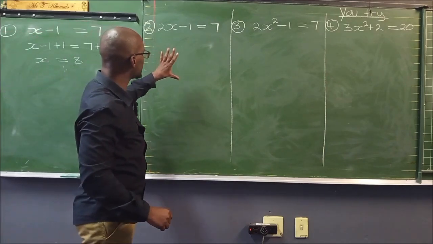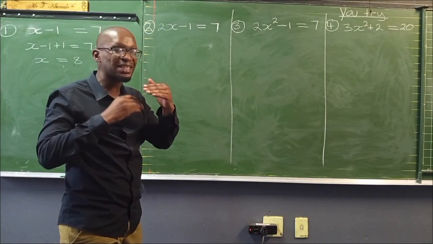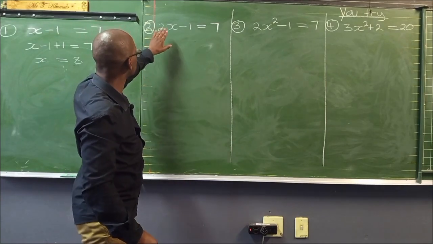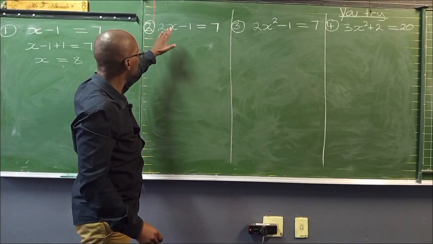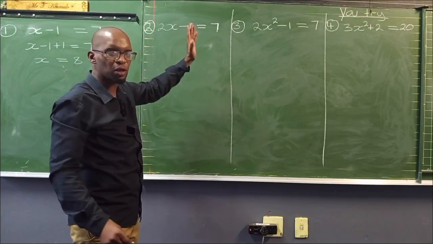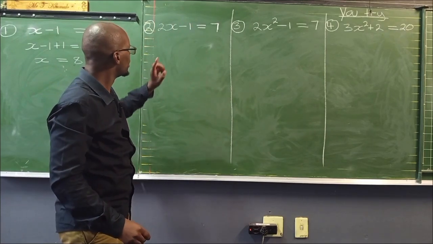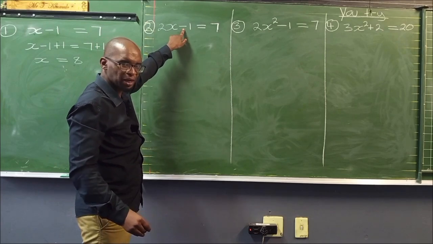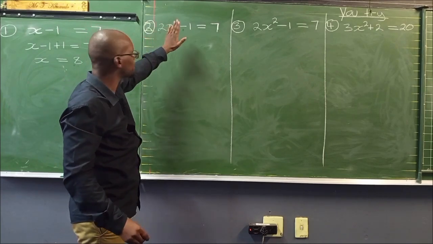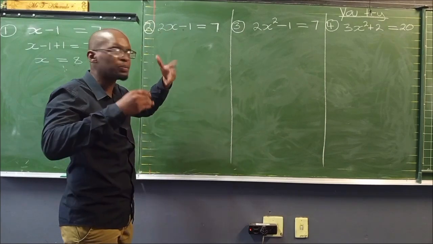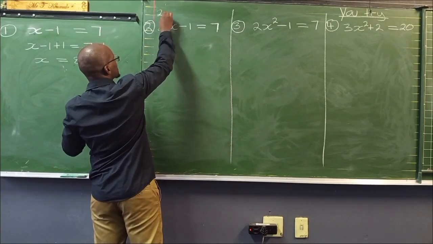In our second example, as you can see, I've just added a layer. Instead of just x minus 1 equals 7, I have 2x minus 1 is equal to 7. So now we have a negative number, and we have another number multiplied by x. 2x also means 2 multiplied by x.